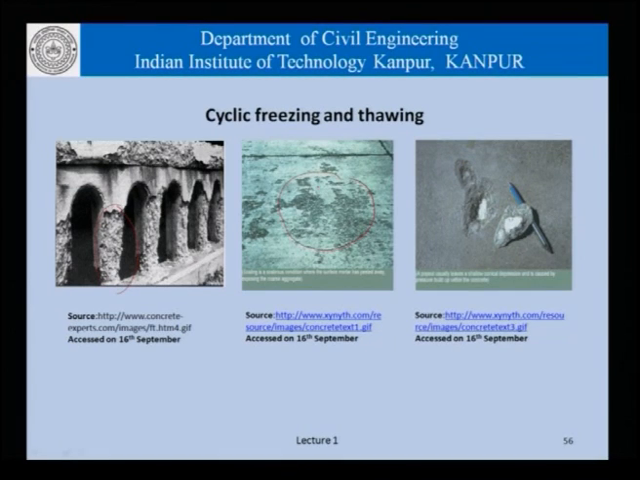We can see that the surface of concrete has become very, very poor. Some concrete has been abraded. We can see here that scaling has occurred, that is, on the surface this mortar has been lost. Similarly, in this case here we see aggregate pop outs.